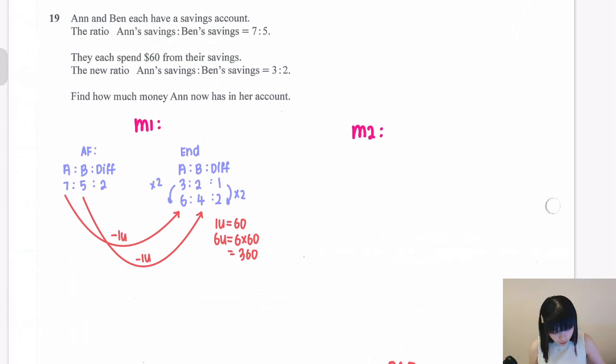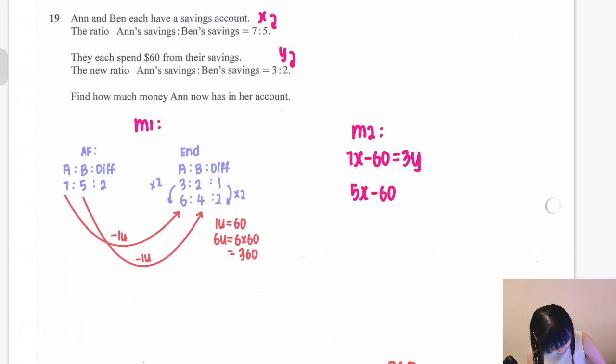Okay, what you can do is, from the first ratio right here, you can let this be x. And the second ratio right here, you can let it be y. So what happened is, starting with 7x, you spend $60, you minus 60, and now you are left with 3y, right? First equation. For Ben, you started with 5x, you also spend 60, now Ben is left with 2y. You can do simultaneous equations, it's also possible.